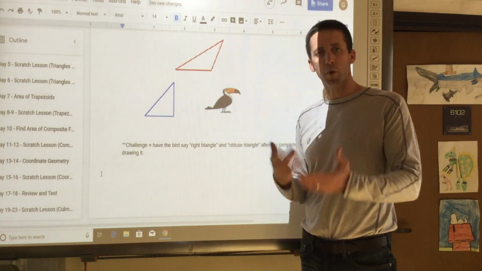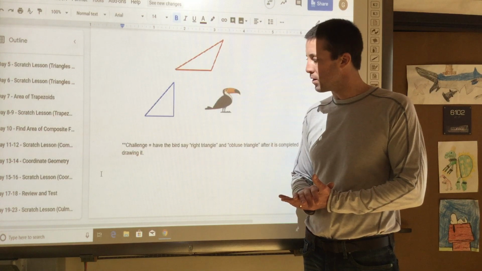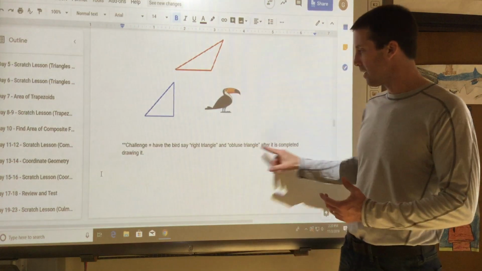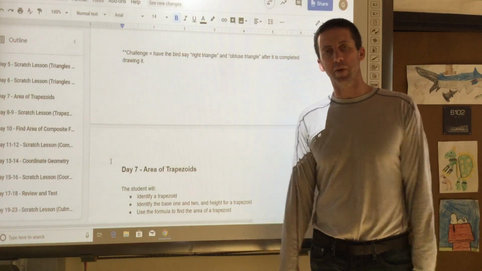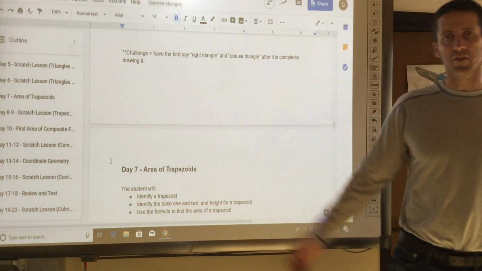The toucan would then jump up here, draw this figure, bounce over here and say, obtuse triangle. So you could add more components in as you go to let the kids go, and I think I have that listed there, that's a possible challenge little extension that we can push our higher level learners.